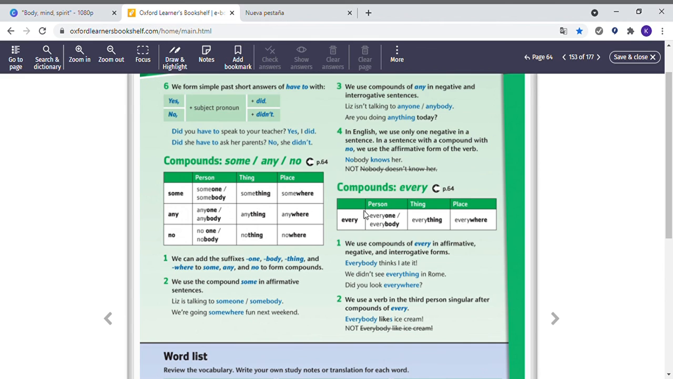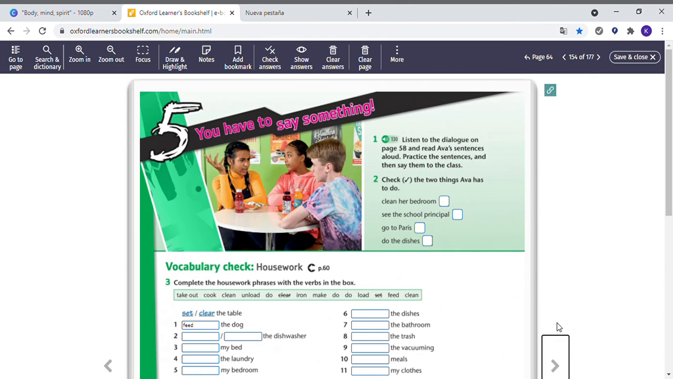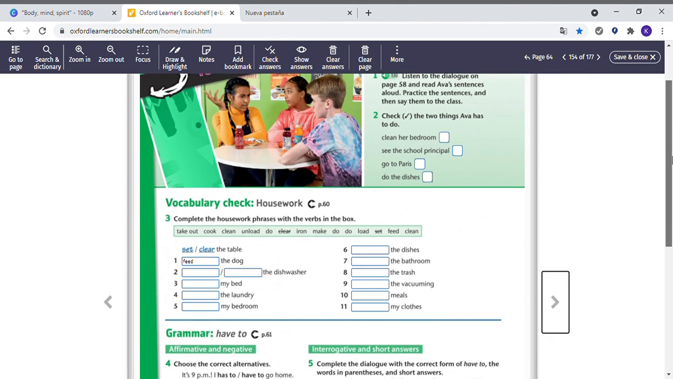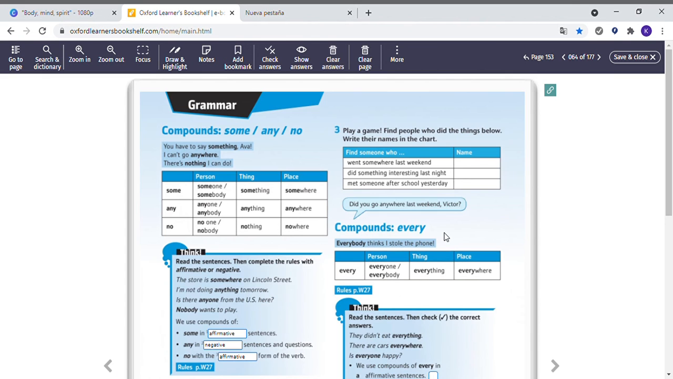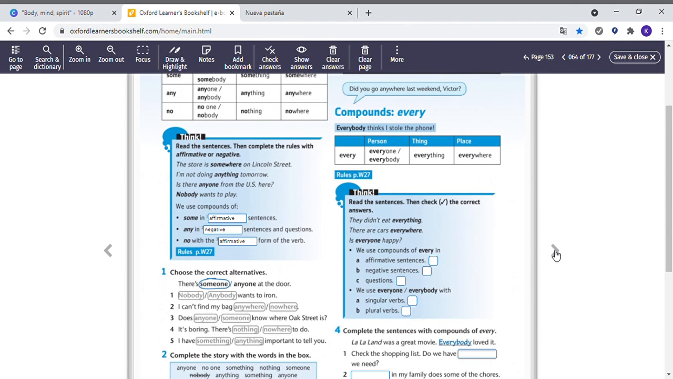Okay, look at here. We have everybody thinks I ate it. We didn't see everything in Rome. Or did you look everywhere? Chicos, la facilidad que tiene every es que solo hay que fijarse si se habla de persona, cosa o lugar. ¿Sí? No es como el otro que tiene estas reglitas. Right? So, here we have some... wait. We're gonna go back to the main contents.